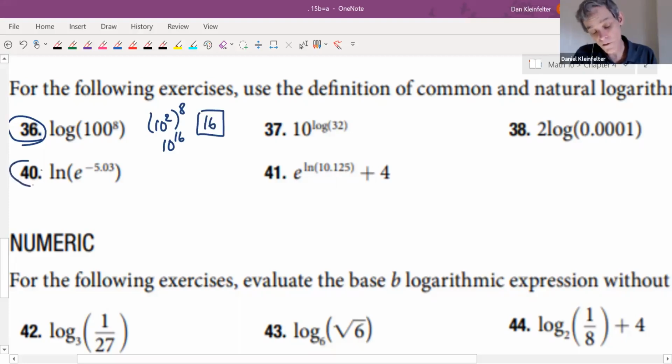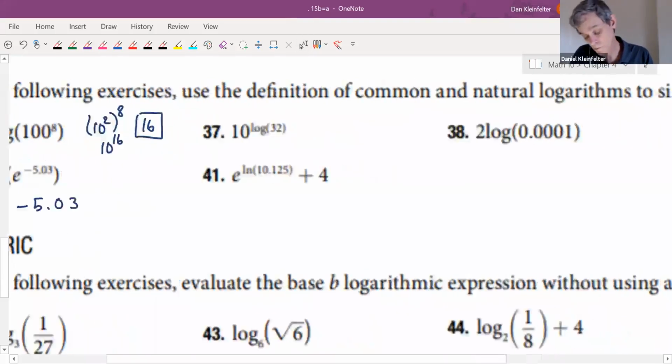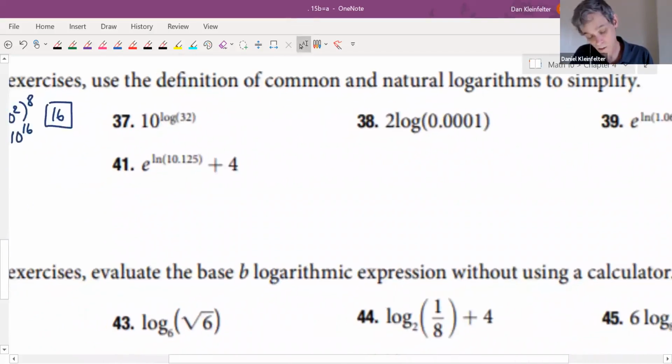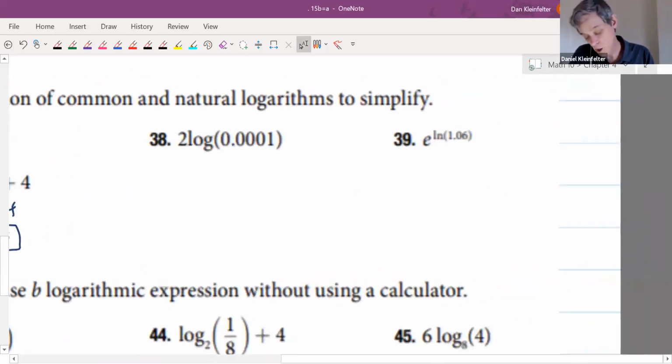For 40, let's do 40. What power do you raise e to get negative 5.03? E raised to the negative 5.03 power, it's negative 5.03. Okay, let's do some more. These are fun. E raised to the natural log of 10.125 plus 4. Here, the composition of a function with its inverse just gives the identity, right? So you're going to get 10.125 plus the 4. I'm not sure why the 4 is there, just to make it more fun, I guess. 14.125.